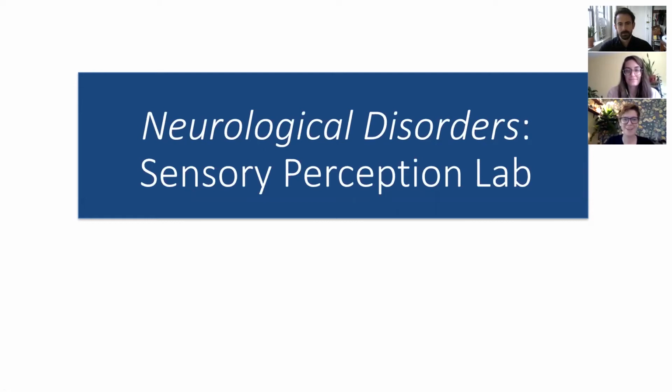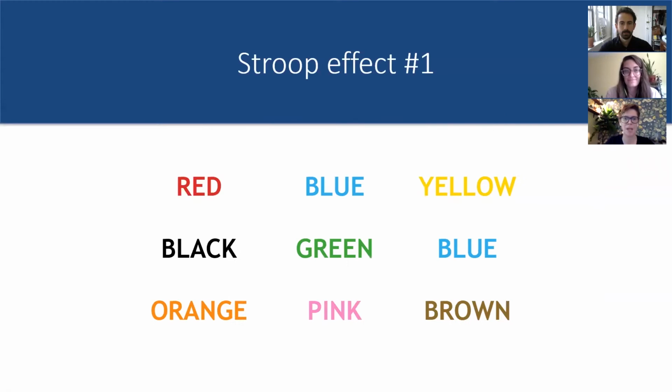Okay, so now we are going to do the part of a sensory perception lab, which is a part of our neurological disorders curriculum. So we're going to play a little game. Allison, what I want you to do is, as fast as you can, I'm going to time you, tell me the color of the font of all of these words. You ready? Go. Red, blue, yellow, black, green, blue, orange, pink, brown. Great. 5.6 seconds. Pretty fast.